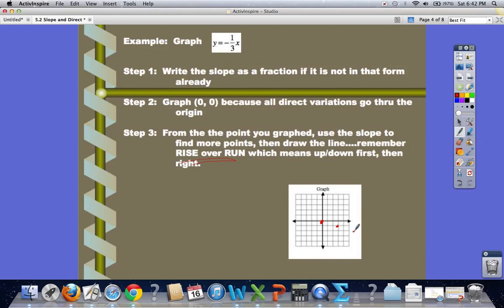Now, as long as you're following this line, you can also go up backwards, right? And draw your line. And there's your line. Pretty easy.